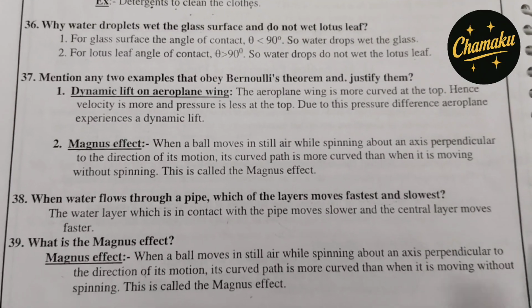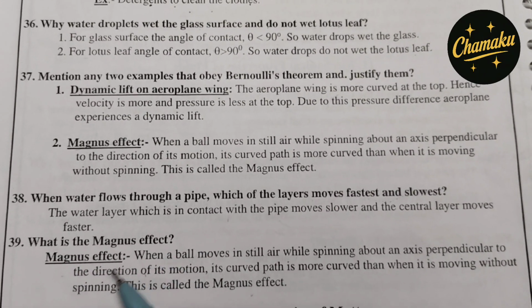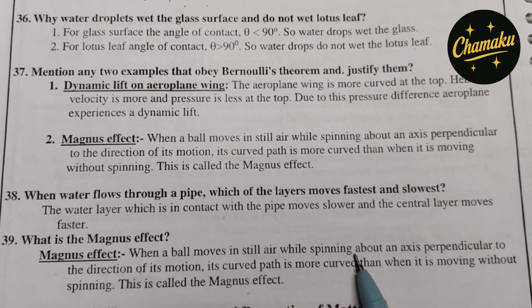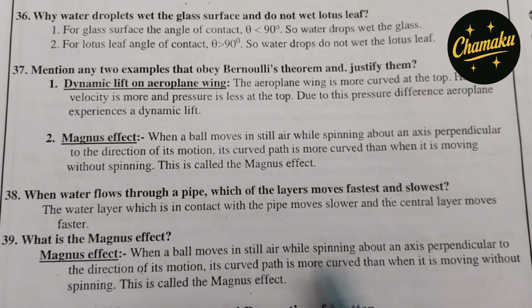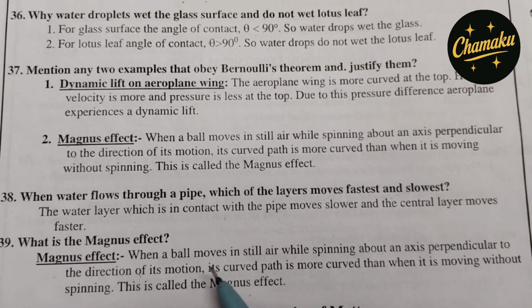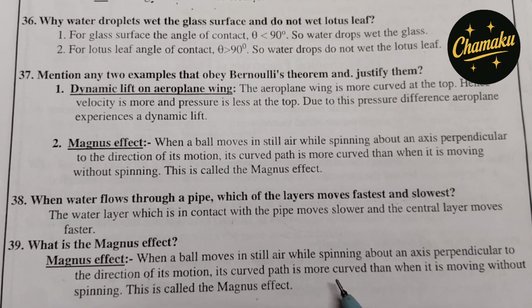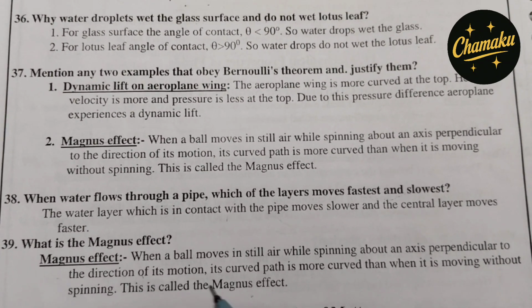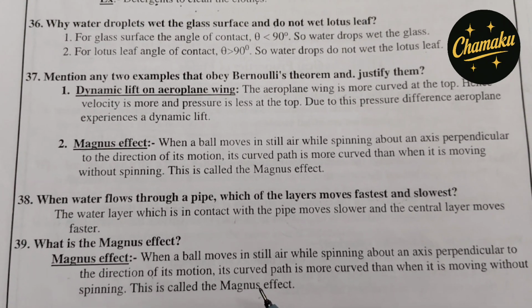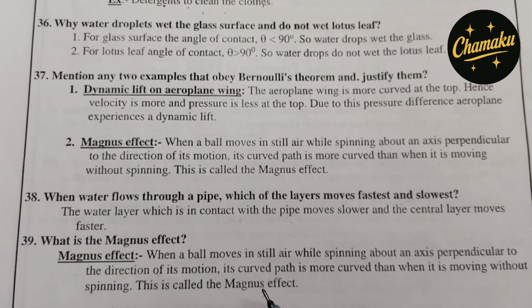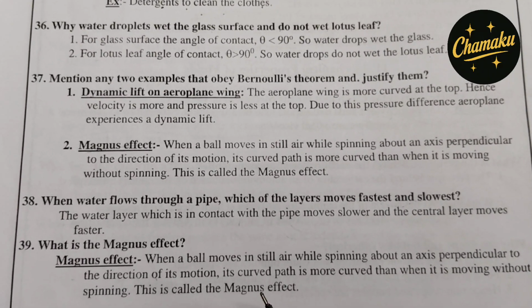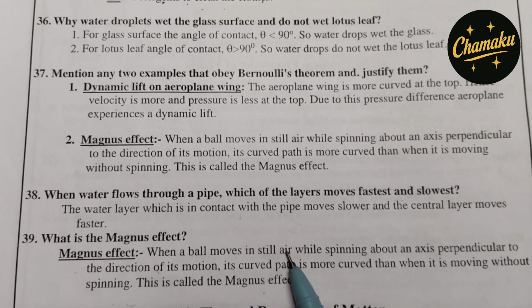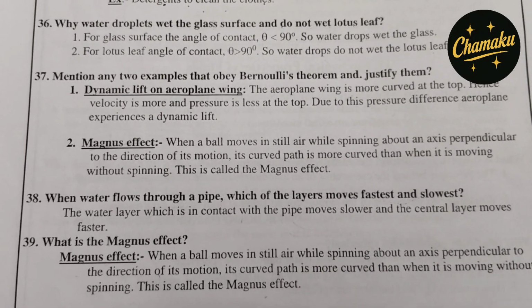So the last question. What is the Magnus effect? Magnus effect: when a ball moves in still air while spinning about an axis perpendicular to the direction of its motion, its path is more curved than when it is moving without spinning. This is called the Magnus effect. Or you can write as, due to the pressure difference, a net upward force acts on the ball. The dynamic lift due to spinning is called Magnus effect. Anything you can write, okay?